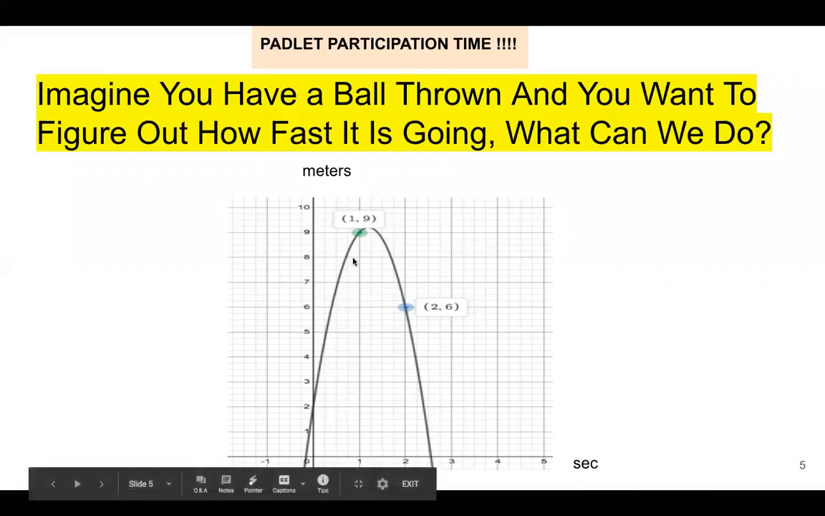A ball is being thrown and it has kind of like this projectile motion in the air, like boom, it's thrown and it's moving along like so.